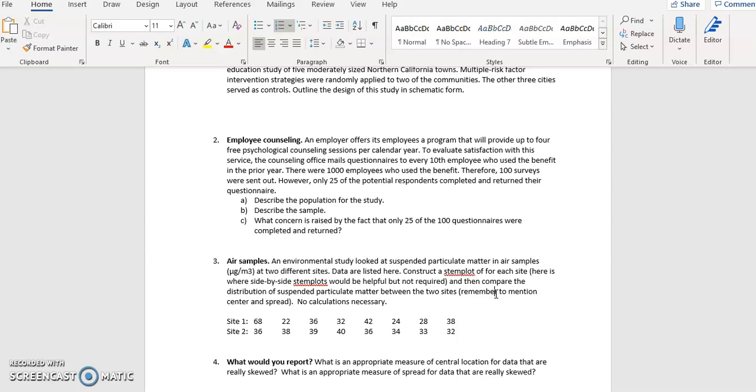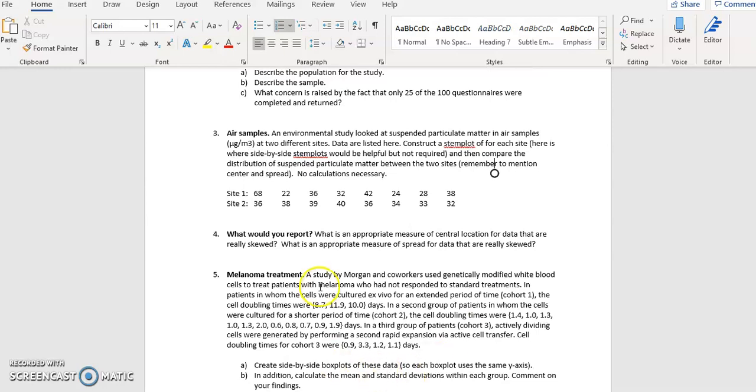Now, students tend to really mess up on number 4. Number 4 is not related to question 3. Question 4 has nothing to do with air samples. It's a question that stands on its own. What would you report? That's just the heading of the question. You don't need to answer that.